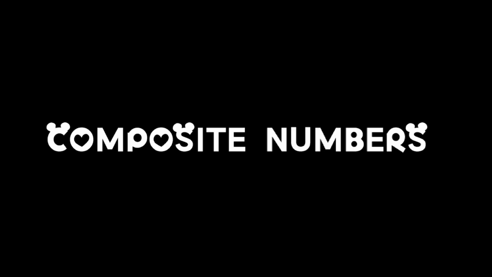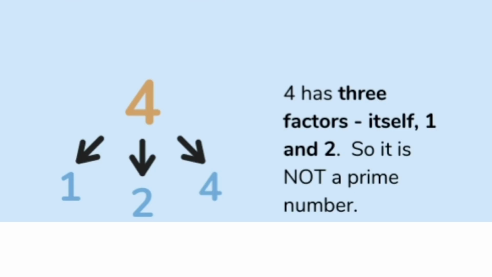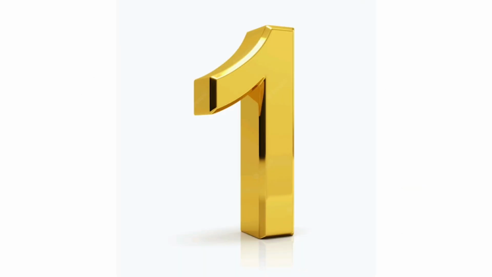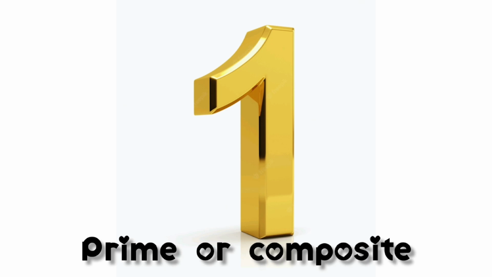And composite numbers are the numbers which have 3 divisors or more. For example, 4 has 3 divisors, 1, 2 and 4. That means 4 can be divided by 1, 2 and 4. Similarly 6 has 4 divisors, that is 1, 2, 3 and 6 itself. They are all composite numbers. But we also know that the number 1 has only one divisor. So 1 is neither prime nor composite.